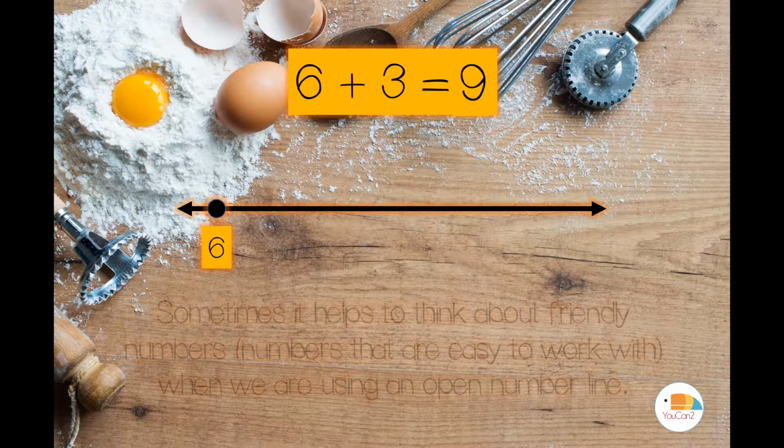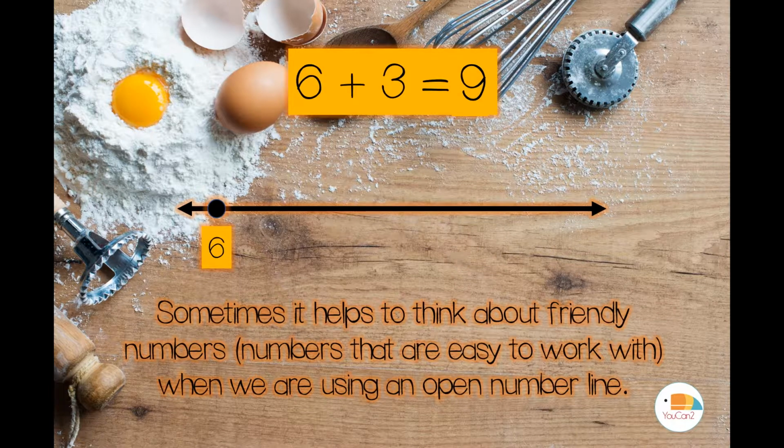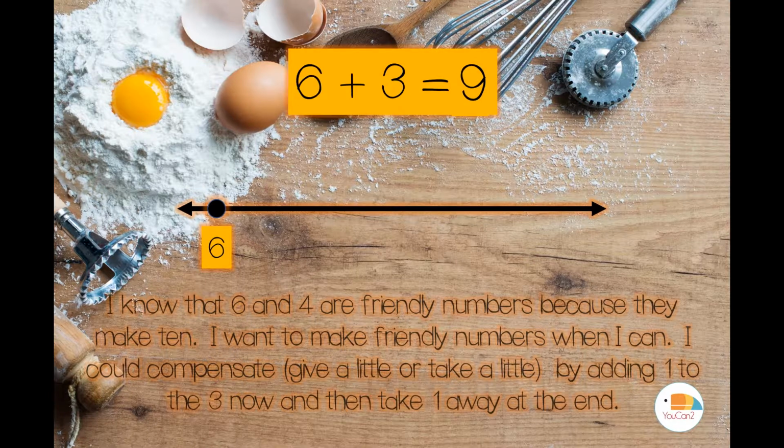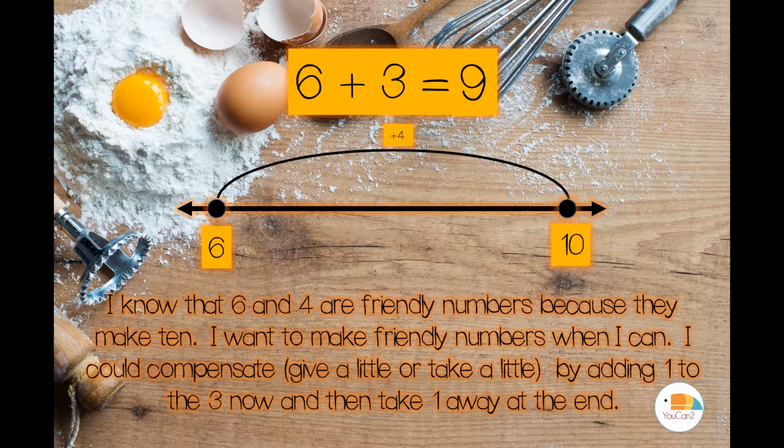We also want to think about friendly numbers. For instance, I know 6 and 4 are friendly numbers because together they make 10. So if I were to add 4 first and then take away 1, it might be an easier way for me to get to my final answer.